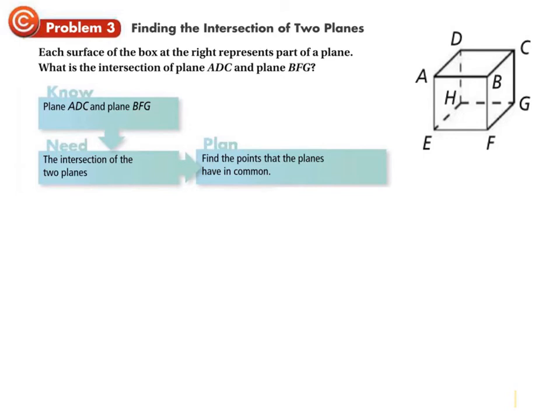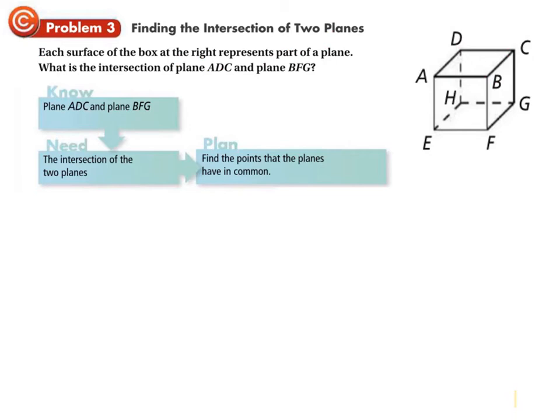So let's right now find the intersection of 2 planes. This figure in this question will help us understand how. Okay, each surface of the box represents a part of a plane. Remember, the plane goes on infinitely forever, so this is just a representation of a portion of it. Okay, what is the intersection of plane ADC and plane BGF?